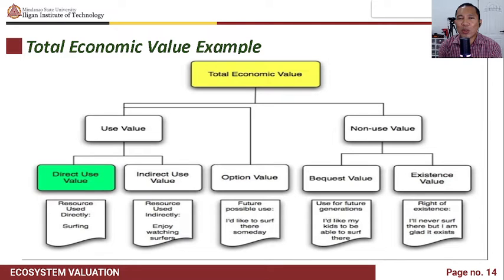And for the non-use value, the biggest value is the use for future generations. Like, I would like my kids to be able to surf there, so I want that particular resource to be preserved for future generations. And the existence value is basically the right of existence. Like, I'll never surf ever, but I am glad it exists. So basically, you're just enjoying nature without having to experience it for yourself. Like, I mean, surfing.